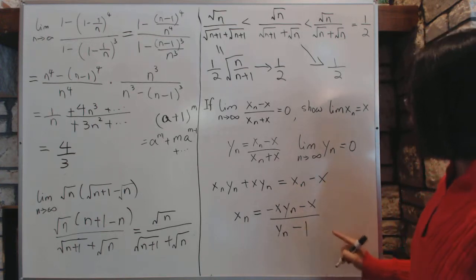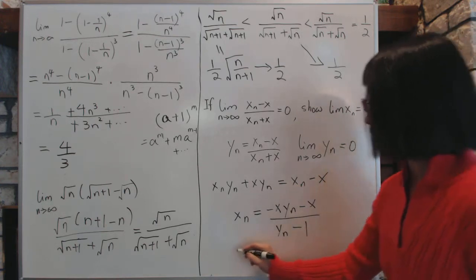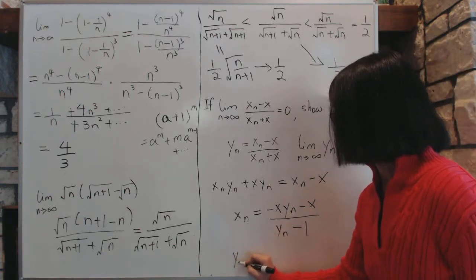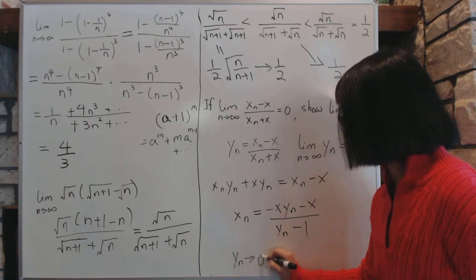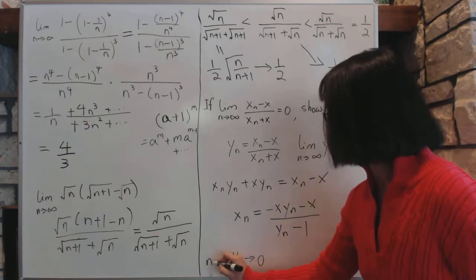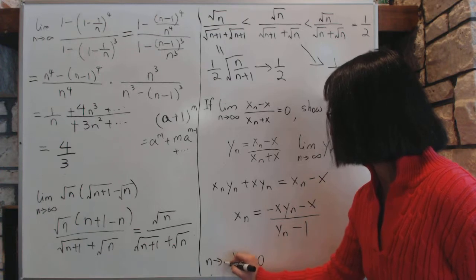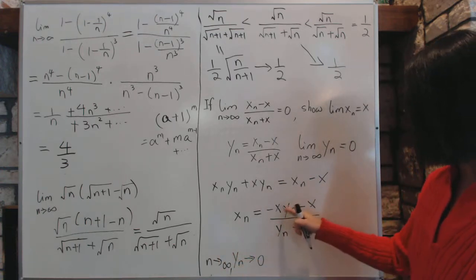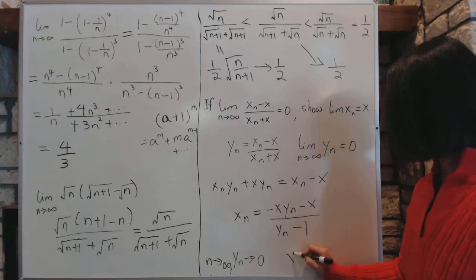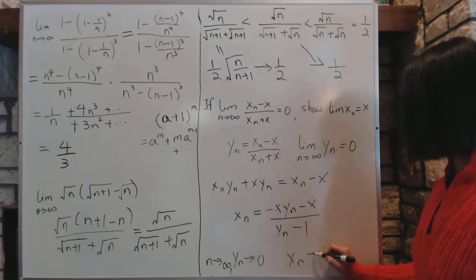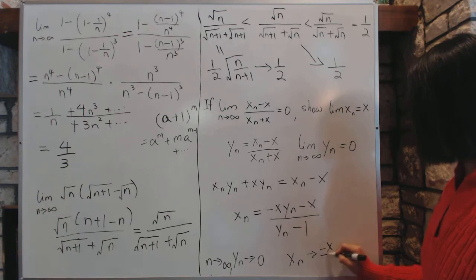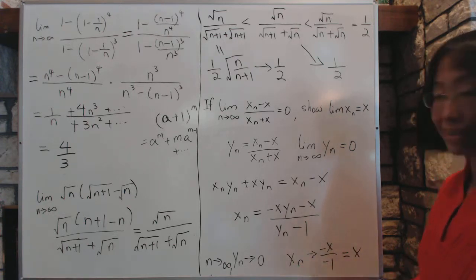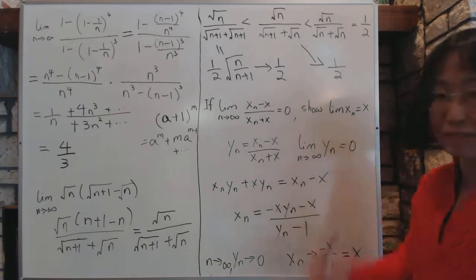And then at this point, we say, since yn goes to 0 as n goes to infinity, this and this disappear. Then xn goes to negative x over negative 1, which is just x. Therefore, the limit of xn goes to x, as we were supposed to prove.